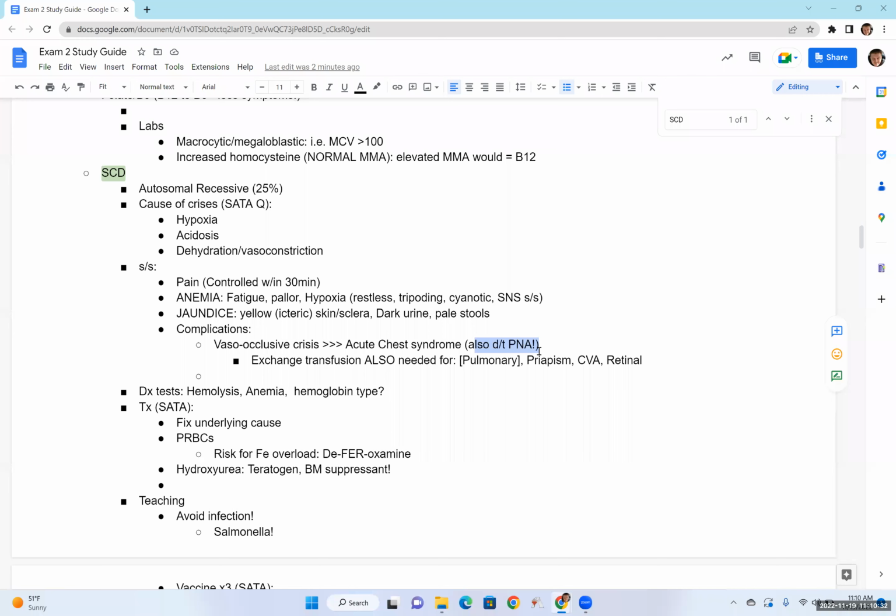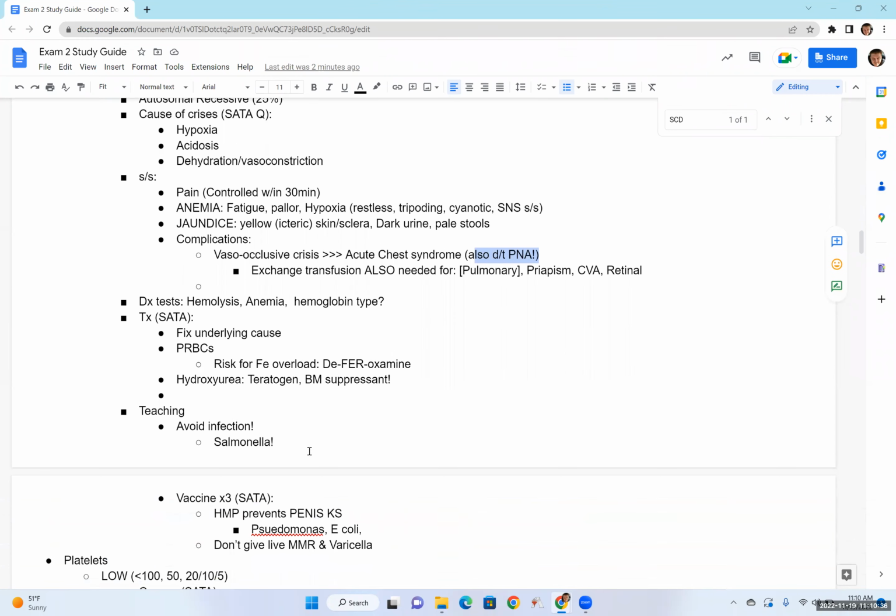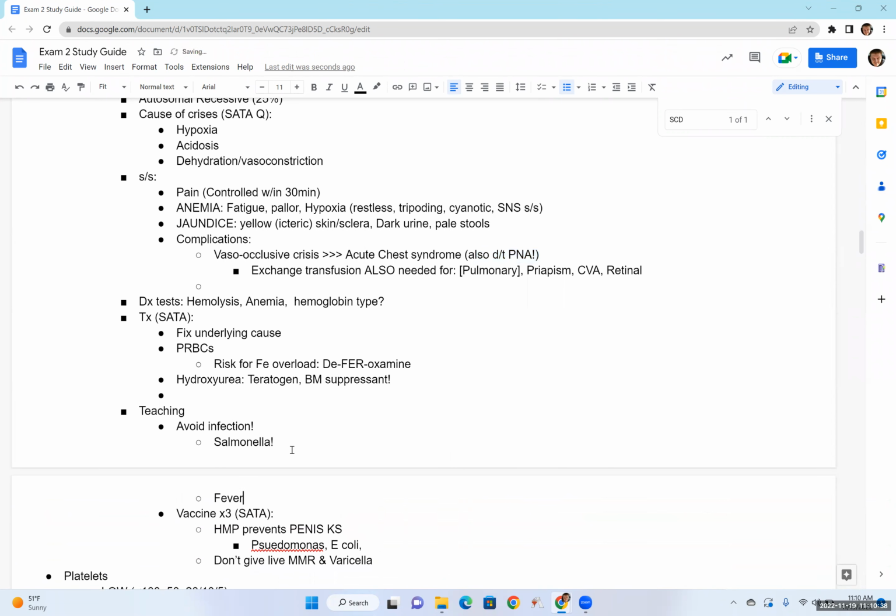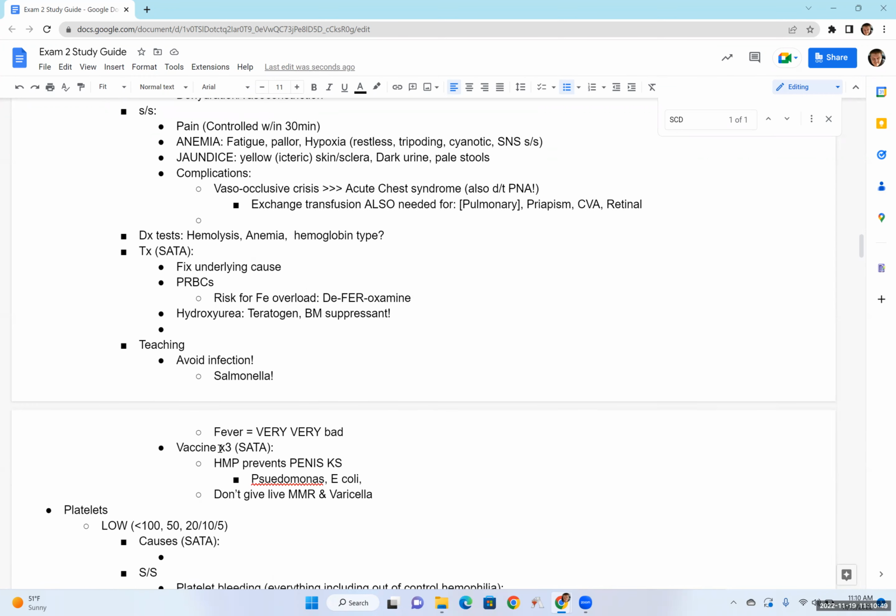Also, what else is a red flag? Fever. I'm gonna put that somewhere. Avoid infection, right? Fever equals very, very bad, right? Because infection is always what we want to avoid. So that's good teaching: avoid infections, and also make sure they're taking their vaccines, right?